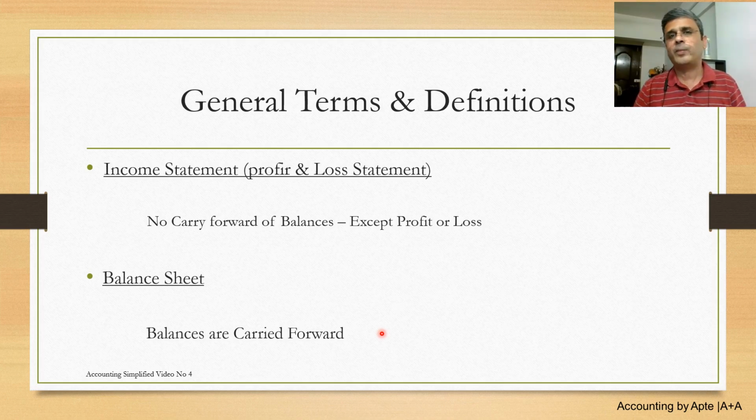Whereas for income statement, there is no opening balance, there is no closing balance to be opening balance for next year. Whatever is the accumulated balance gets transferred to P&L and the account is closed. Clear? Let's move to next terms.